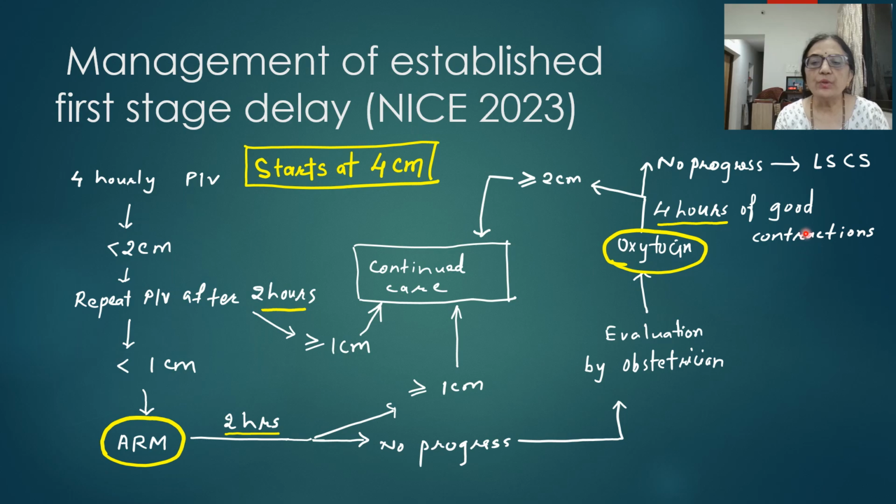After 4 hours of good uterine contractions with oxytocin, if there is no progress, it is an indication for cesarean section, with the indication as dystocia not responding to oxytocin and ARM. But if after 4 hours of good contractions the dilatation is greater than or equal to 2 centimeters, the labor continues with the continued care as in normal labor. So this is in short. Here also we can see that around 8 hours we are giving a trial for the patient to progress in labor after detecting this protraction for the first time.